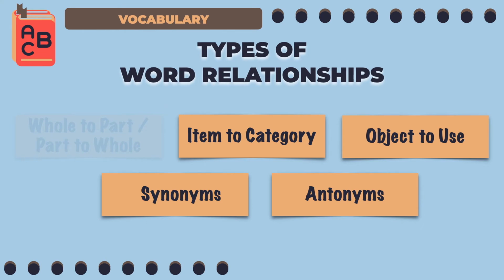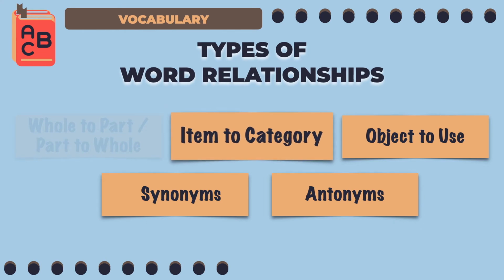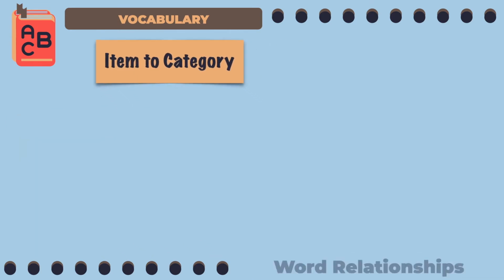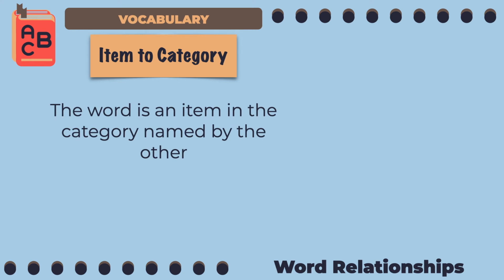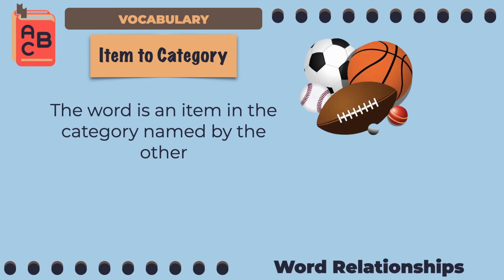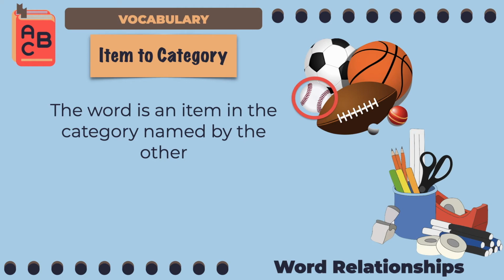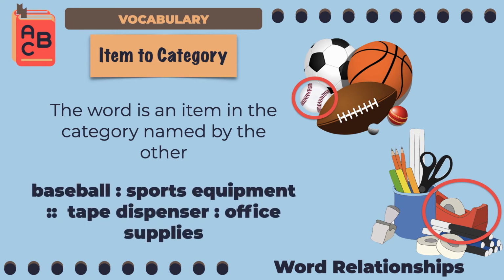This time, let's discuss the item to category word relationship. In an item to category word analogy, the word is an item in the category named by the other. For example, you have the sports equipment as your category. Just choose one item here, like the baseball. On the other hand, in office supplies category, choose the tape dispenser. For analogy, we write baseball, the item, is to sports equipment, the category. As tape dispenser, the item, is to office supplies, the category.